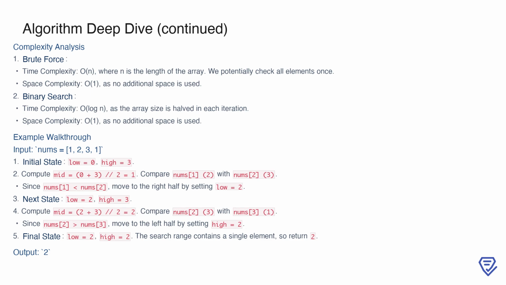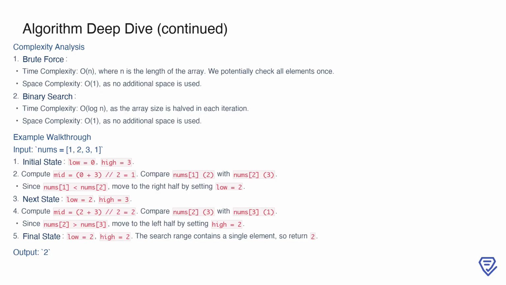Let's walk through an example to see how binary search works. Given the input nums = [1, 2, 3, 1], we start with low = 0 and high = 3. The middle index is calculated as mid = (0 + 3) / 2 = 1. Compare nums[1] = 2 with nums[2] = 3. Since nums[1] < nums[2], we move to the right half by setting low = 2.